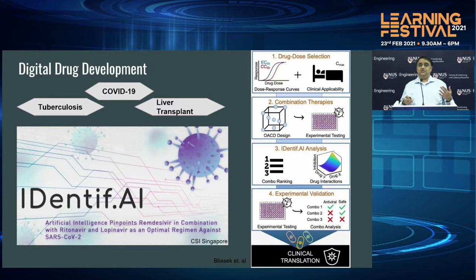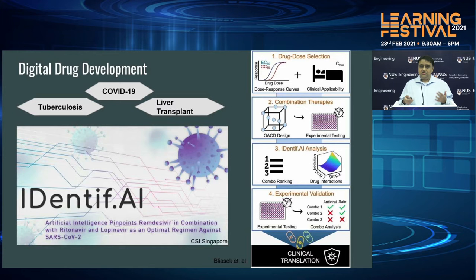Another interesting use is in the healthcare domain. One of my colleagues was actually using AI to try to look for the best combination of drug treatment. So for example, what are the most effective combinations of drugs that are good treatments against, for example, COVID-19, right? But the applications of this technology are boundless, you know, tuberculosis, COVID-19, liver transplants, and so on. So I thought this was a really interesting use of AI to try to make people's lives better.